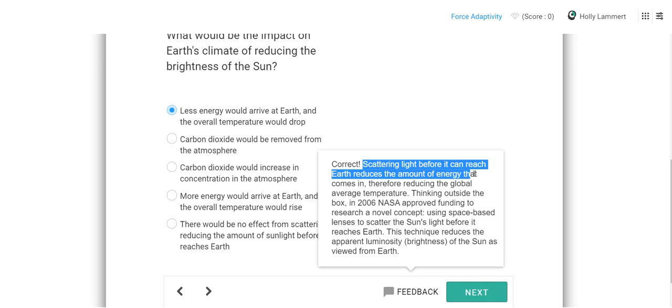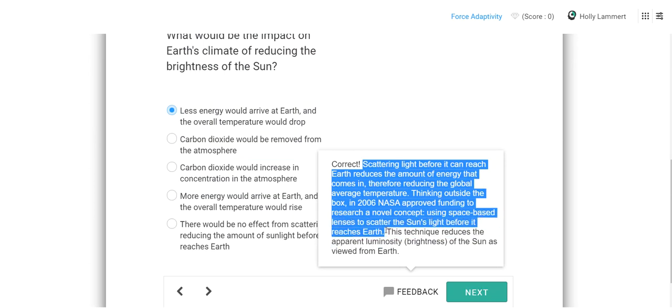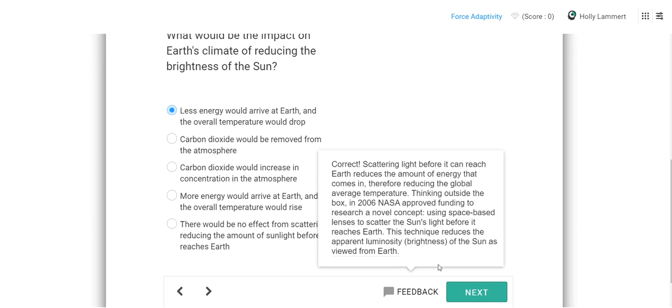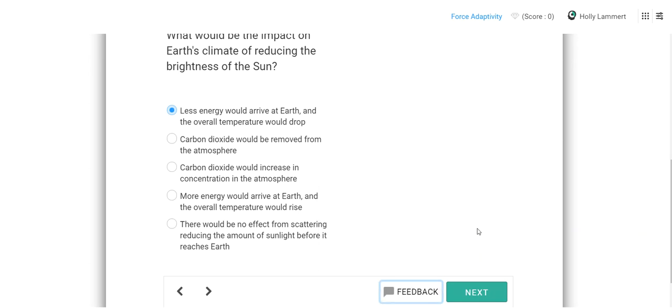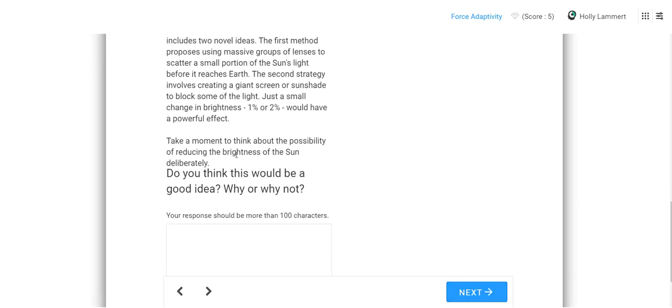So scattering light before it can reach Earth reduces the amount of energy that comes in, therefore reducing the global average temperatures. Thinking outside the box, in 2006, NASA approved funding to research a novel concept, using space-based lenses to scatter the sun's light before it reaches Earth. This technique reduces the apparent luminosity, brightness of the sun as viewed from Earth. That is pretty crazy, but ingenious, out-of-the-box thinking.